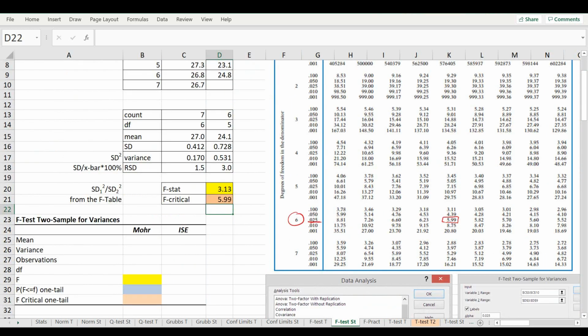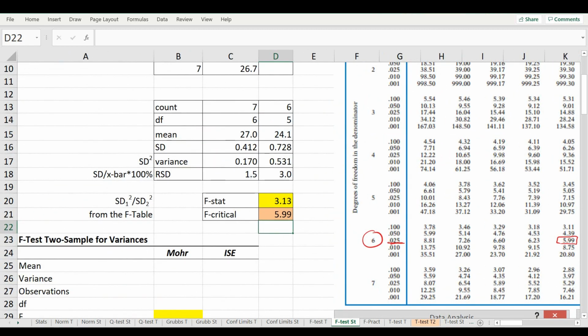So what's our conclusion? The F stat is less than F critical, so we accept the null hypothesis that the difference in variances is due to random variation rather than a statistical difference in the precision of the two methods.